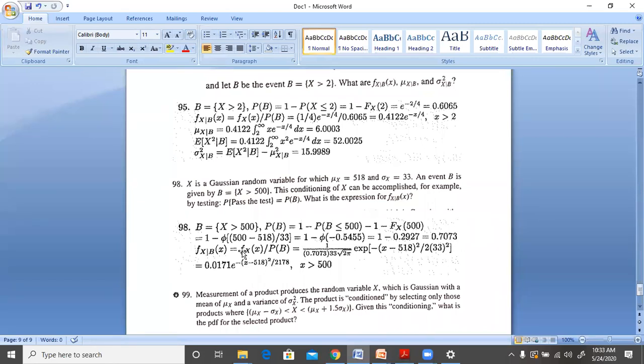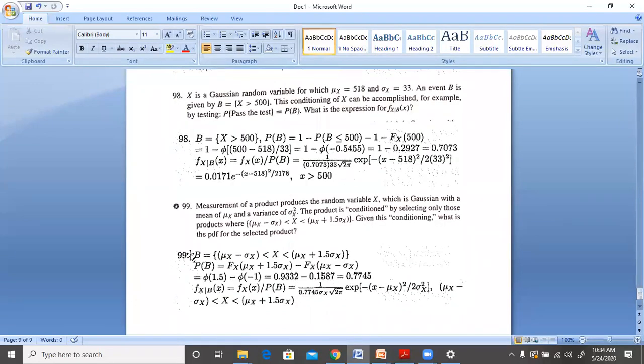Then we need to divide this by the expression fx of x, in the particular range which we are interested in, that is for x greater than 500. So it is 1 by 0.7073. This is the value of pb, and 33 is our sigma x. Root 2 pi is the formula, exponential minus of (x minus 518) squared by 2 into 33 squared. 33 square is sigma x square, and 2 sigma square will be there, x minus mu whole square, and mu is 518. So if you solve that, we'll get this value for x greater than 500. Please remember that it is x greater than 500.